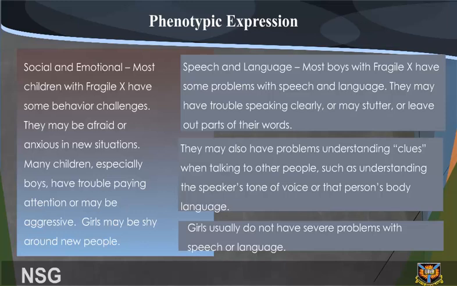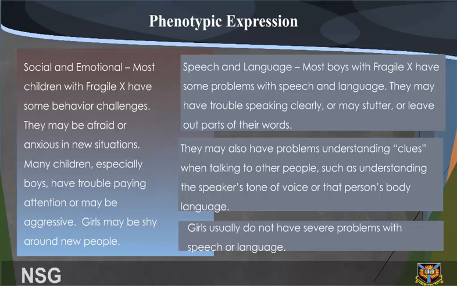Phenotypic expression. Social and emotional. Most children with Fragile X have some behavior challenges. They may be afraid or anxious in new situations. Many children, especially boys, have trouble paying attention or may be aggressive. Girls may be shy around new people.